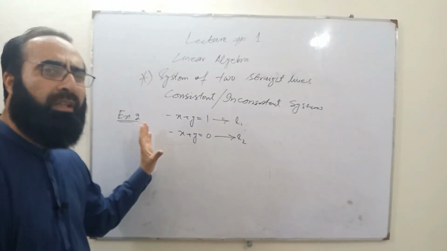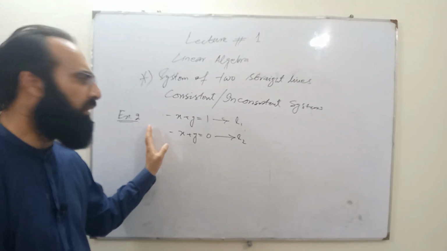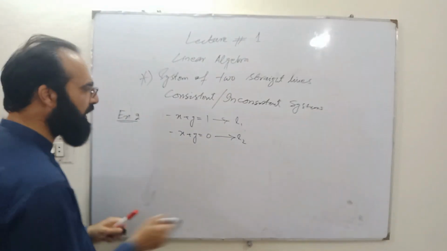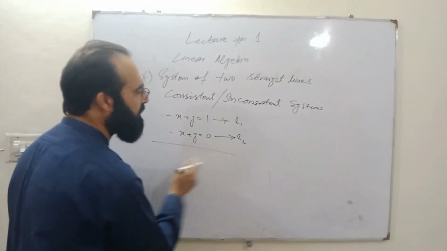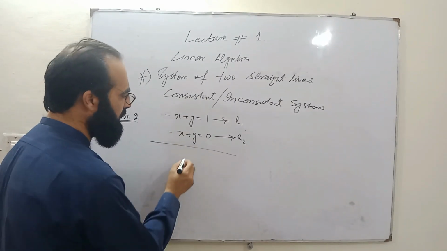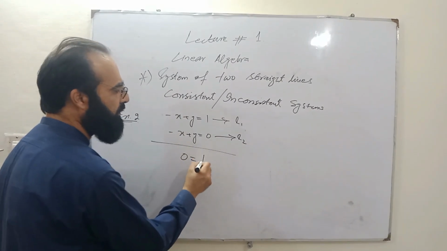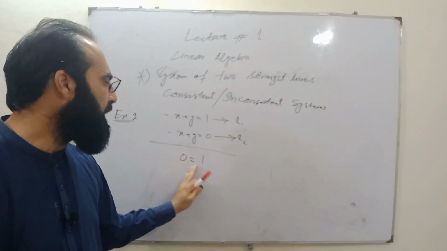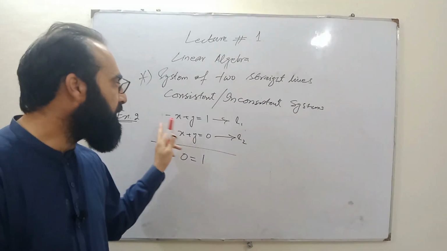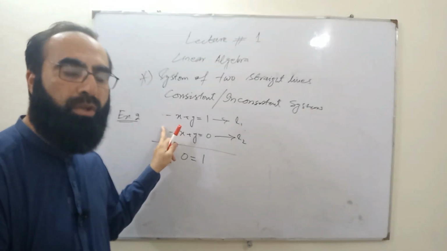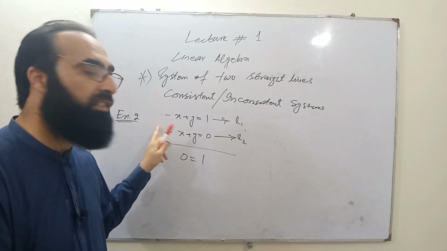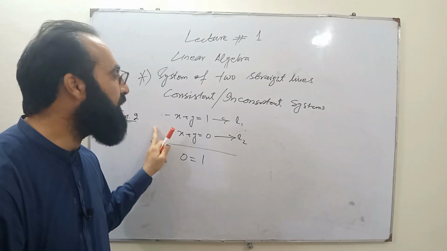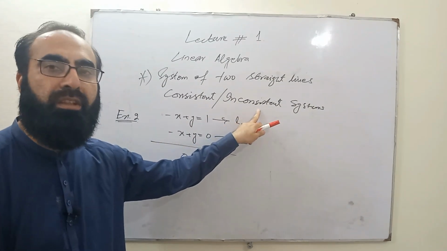Here we are interested in its solution. If we subtract, then what will we get? We will get 0 is equal to 1. Is it acceptable? No. 0 equals 1 shows that this system has no solution. Since this system has no solution, this system is an inconsistent system.